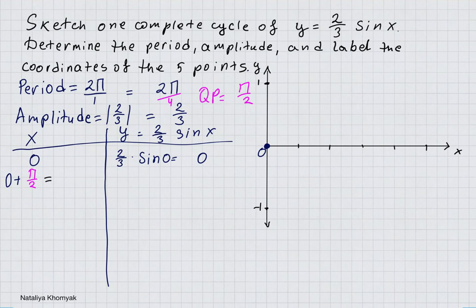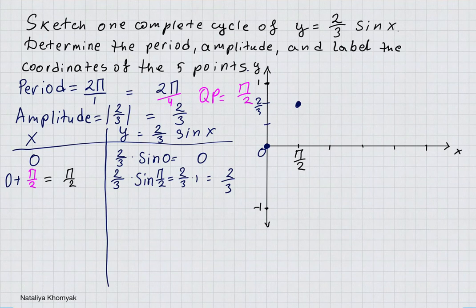This will give us pi/2 as our next x value. So we get pi/2 here. Now we can calculate y. We get 2/3 times sine of pi/2, and sine of 90 degrees is equal to 1, so we get 2/3 times 1, which is equal to 2/3. So on our graph, 2/3 will be roughly here. So when x is pi/2, y is 2/3.